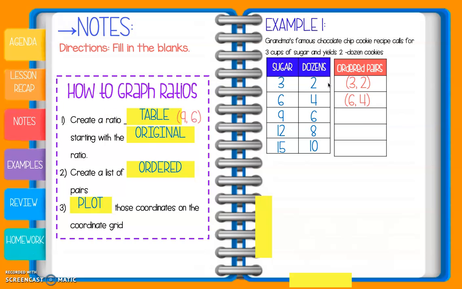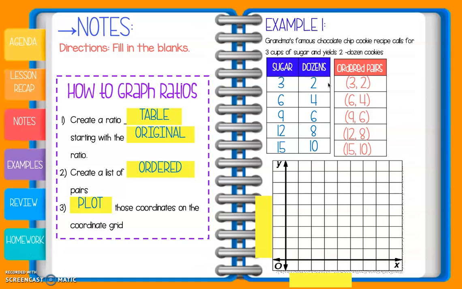Our next row would be 9, 6. Our next row would be 12, 8. And then our last row would be 15, 10. So now we have a set of ordered pairs, and what we're going to do is put those in the coordinate plane. So we've got our coordinate plane, but before we can do that, we're going to have to label our X and Y axis. So we know that our X values represent the sugar, so I'm going to write that. And our Y values represent the dozens.